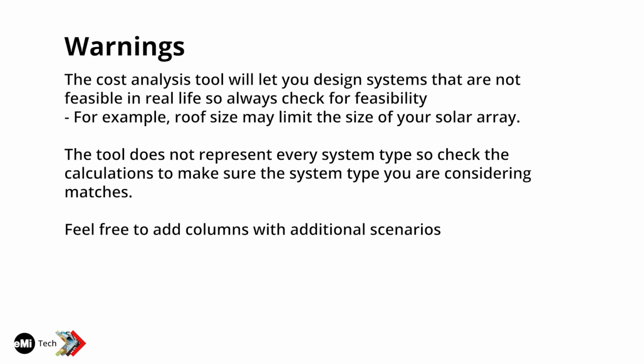The tool does not represent every system type, so check the calculations to make sure the system type you are considering actually matches. Feel free to go into the actual cells and say, I'm thinking I want to put in solar with a grid-connected inverter to the utility. Does this calculation actually match what I'm thinking of? Don't just blindly use the spreadsheet. And yeah, feel free to add columns. Sometimes it makes sense to even put in batteries without solar, and we don't have that by default in the spreadsheet, but there are some cases where that might make sense, where the utility is really inexpensive.